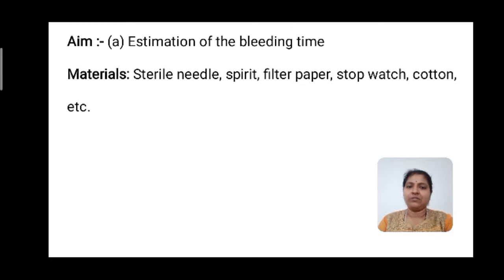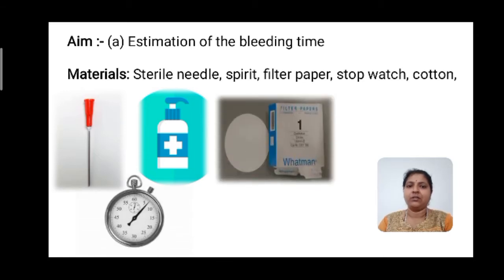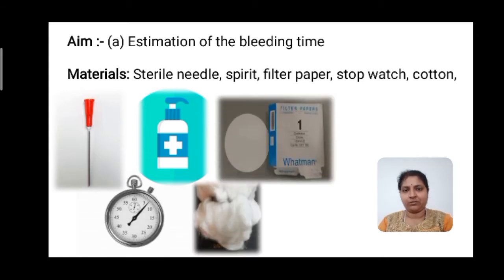Today we are going to discuss estimation of the bleeding and clotting time. For convenience, we are going to divide the practical into two parts. The first one, estimation of bleeding time. The material required is a sterile needle, spirit, filter paper, stopwatch and cotton.